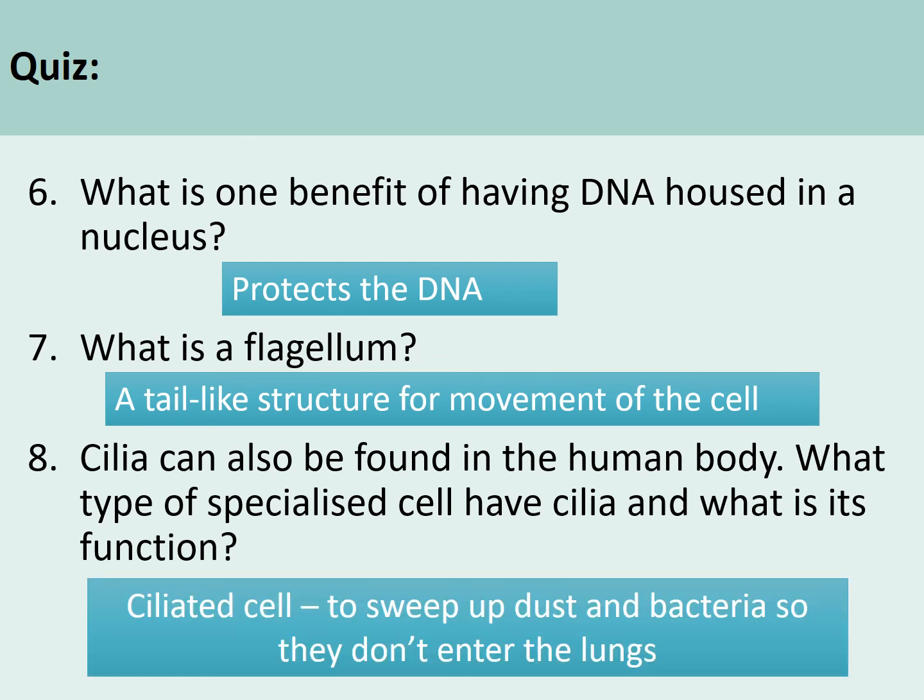They are the ciliated cells, as the name suggests. And you'll find these along your trachea, and they're really important because they sweep up dust and bacteria so that they do not get into the lungs. Very important little structures. Okay, so that concludes our lesson on prokaryotic and eukaryotic cells.